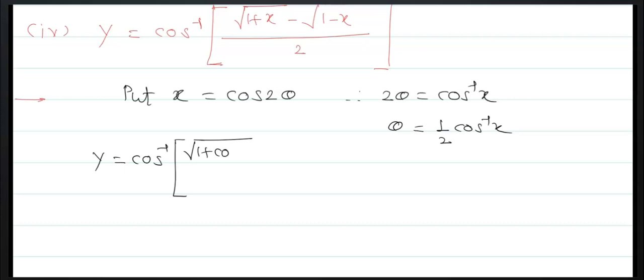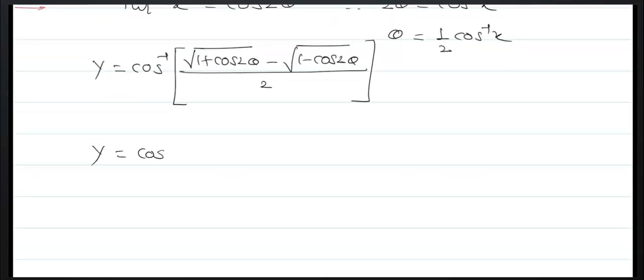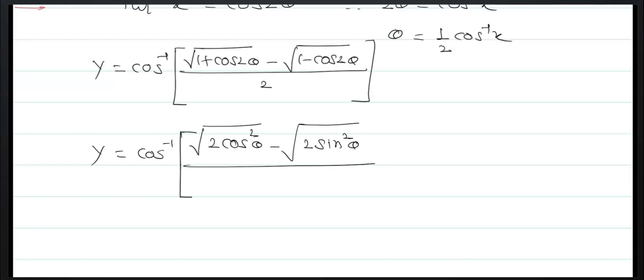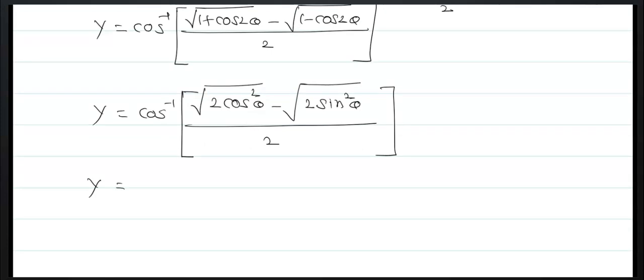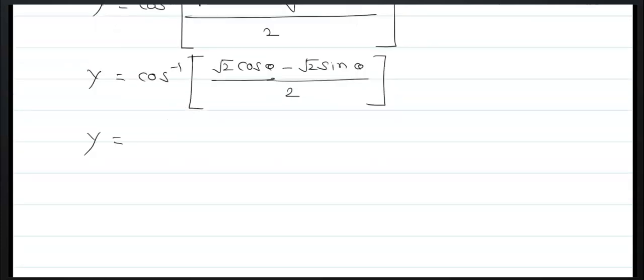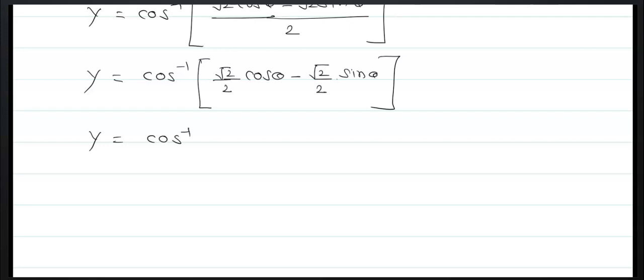y is equal to cos inverse of root of 1 plus cos 2 theta minus root of 1 minus cos 2 theta, upon 2. Now apply the formula. What is 1 plus cos of 2 theta? That is 2 cos square theta, and 1 minus cos 2 theta is 2 sine square theta. So y is equal to cos inverse of root 2 upon 2 cos theta minus root 2 upon 2 sin theta. That is y is equal to cos inverse of 1 upon root 2 cos theta minus 1 upon root 2 sin theta.